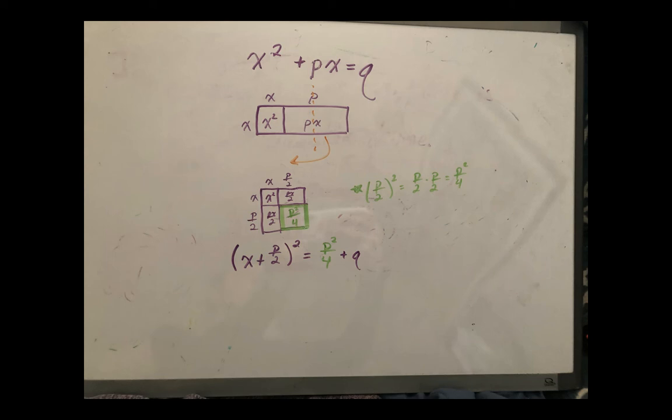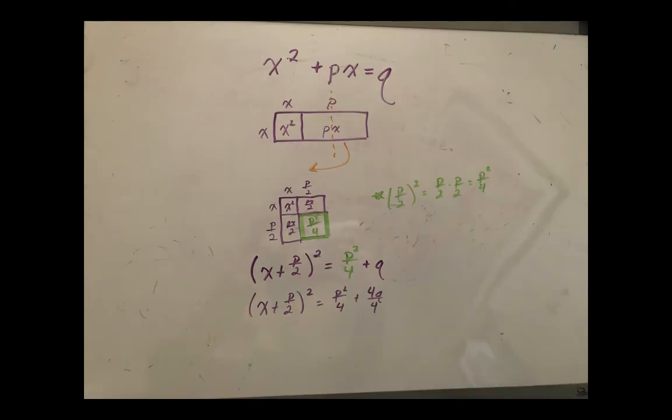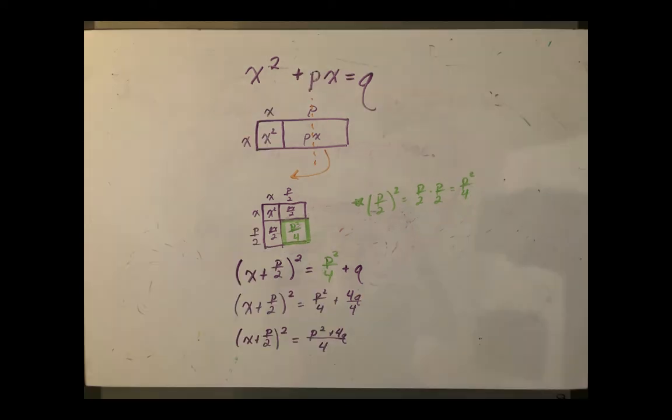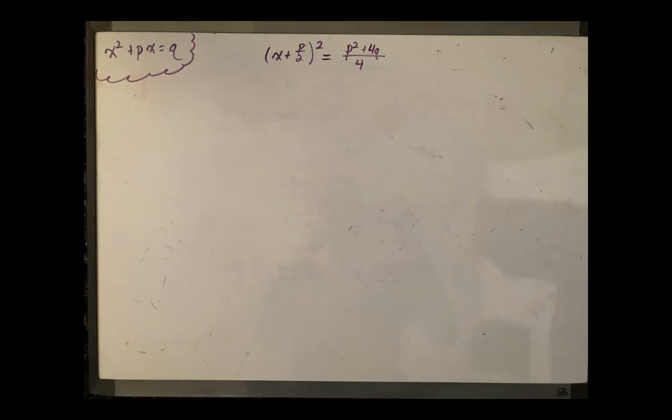started with originally. On the right-hand side there, we've got a fraction that we would like to be able to add to q. So we're going to make a common denominator, rewrite the right-hand side as p squared over 4 plus 4q over 4. And then that's going to get us x plus p over 2 squared equals p squared plus 4q all over 4. Move that to the top of the board since we're running low on space.